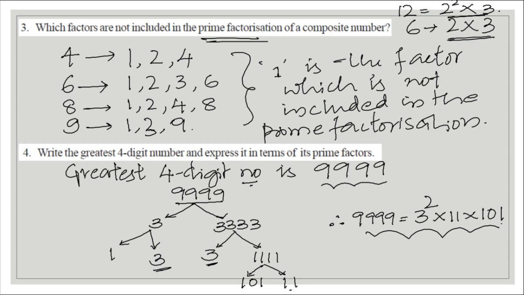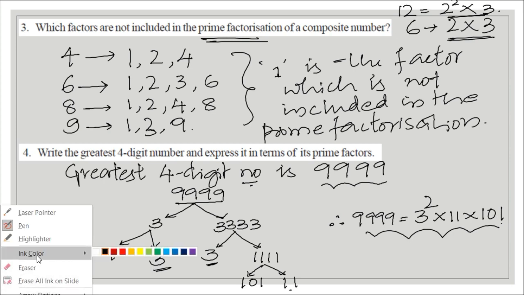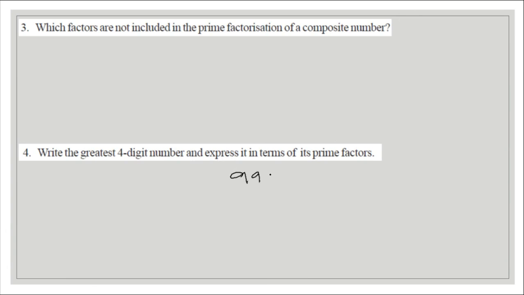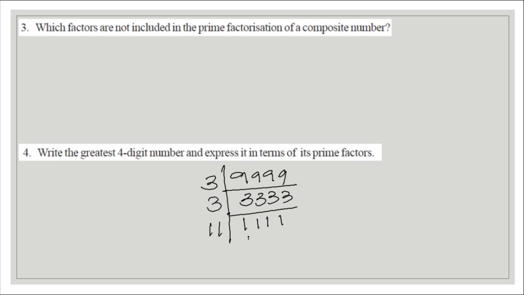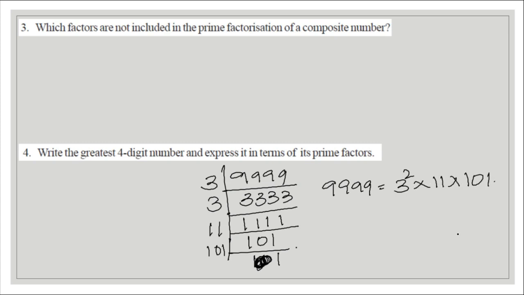You can follow another method also. Let me tell you that. If you consider 9999 divided by the smallest prime number 3, we get 3333. Further, you divide it by the smallest prime number 3, we get 1111. Now you divide by 11, we get 101. 101 one time is 101, and the remainder is 0. So 9999 is nothing but 3 square multiplied to 11 multiplied to 101.